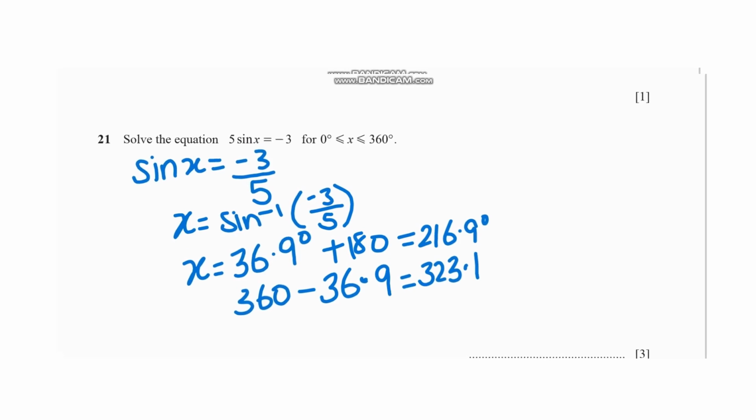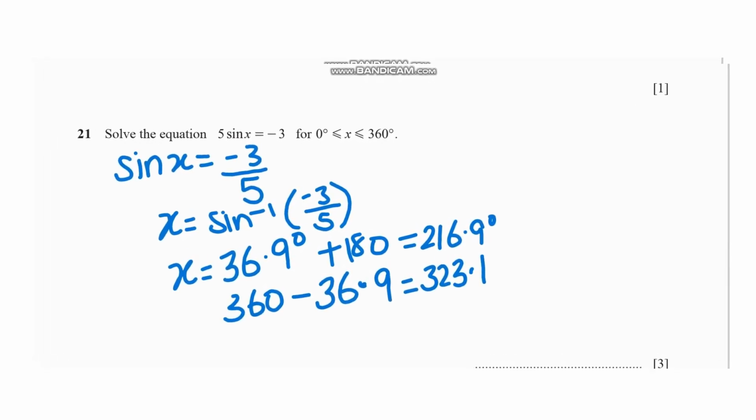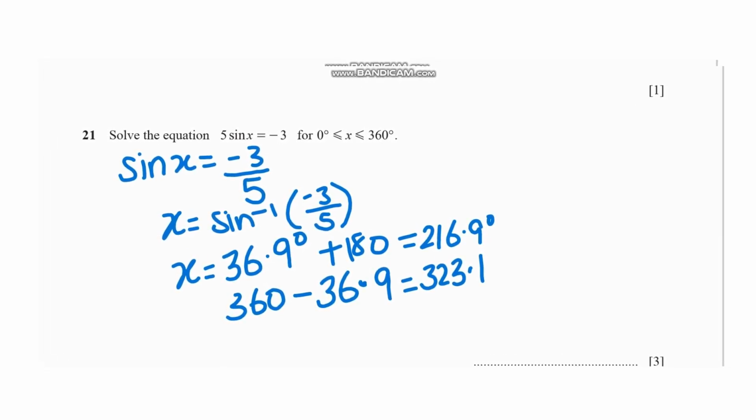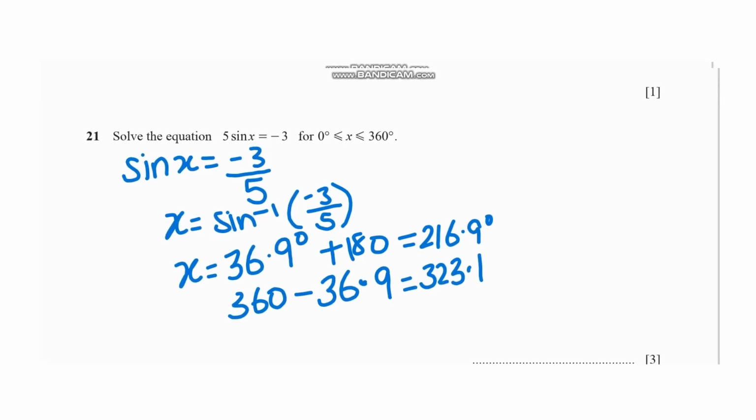Question 21 states, solve the equation. Sorry, recording just stopped. So question 21 states, solve the equation 5 sine x is equal to minus 3 for 0 degrees is less than or equal to x is less than or equal to 360 degrees. So first we will move 5 to the right side and write sine x is equal to minus 3 divided by 5. Then we will move sine to the right side, making it sine inverse. So x is equal to sine inverse of (minus 3 divided by 5). So the value of x is 36.9 degrees.